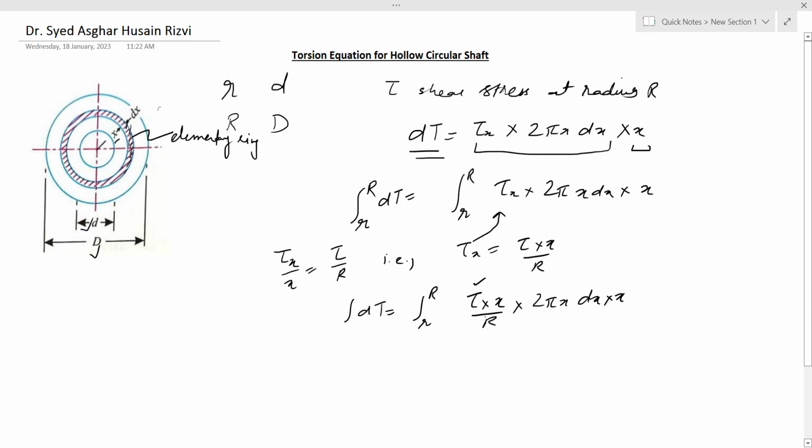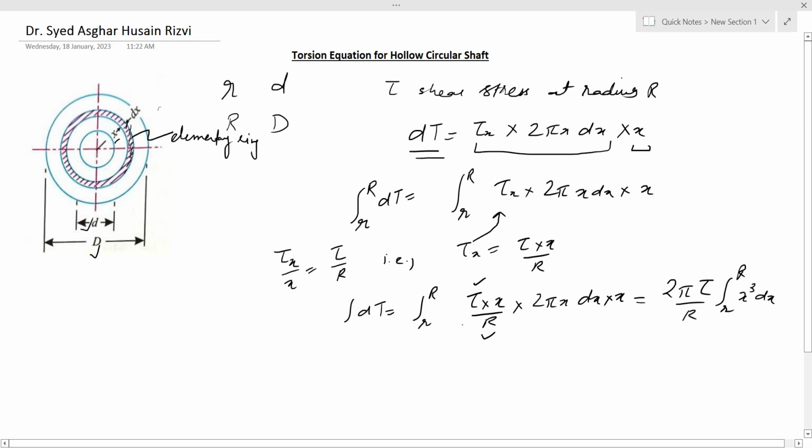Since tau is constant, r is constant, pi is constant and 2 is constant, we will take out these values, 2 pi tau upon r, and we will integrate x cube from small r to capital R. So the total turning moment T will be equal to 2 pi tau upon R, and this is x to the power 4 upon 4.